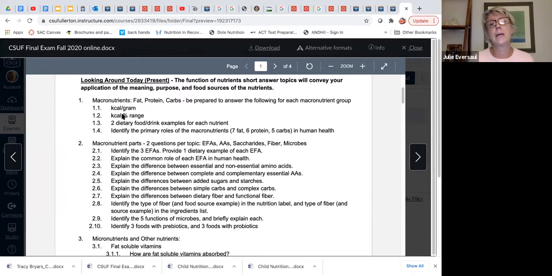Okay, second, to your kcals program, you want to know what the calorie percentage range is for each macronutrient to understand the weight of these nutrients in our diet. Number 3, 1.3, 2 dietary food and or drink examples for each nutrient.